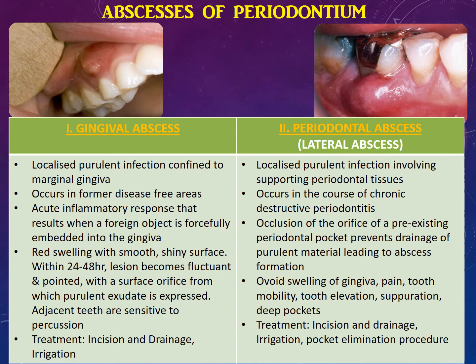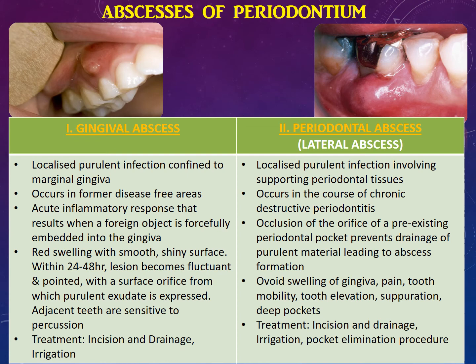Gingival abscess results when a foreign object is forcefully embedded into the gingiva. Periodontal abscess occurs when there is an occlusion of the orifice of a pre-existing periodontal pocket that prevents the drainage of the purulent material, leading to abscess formation.